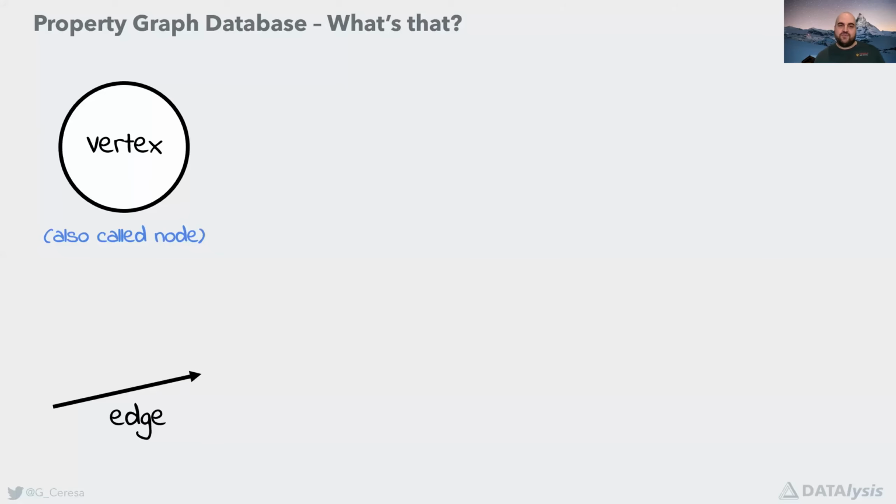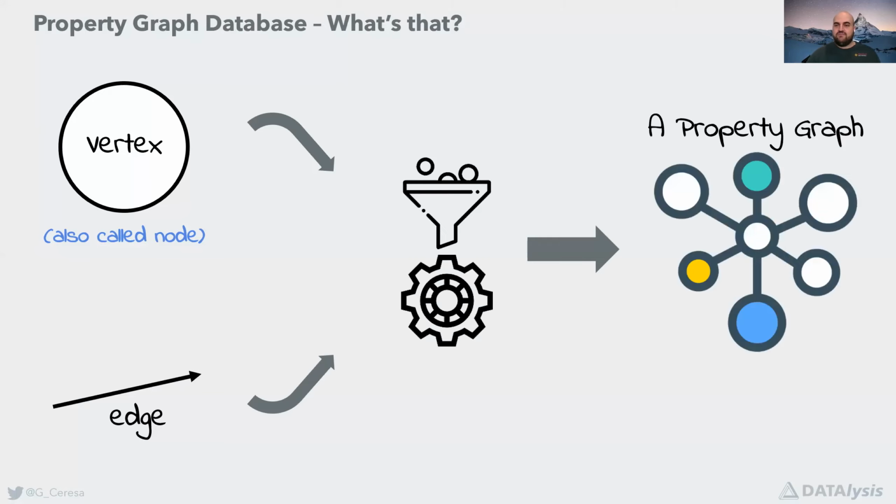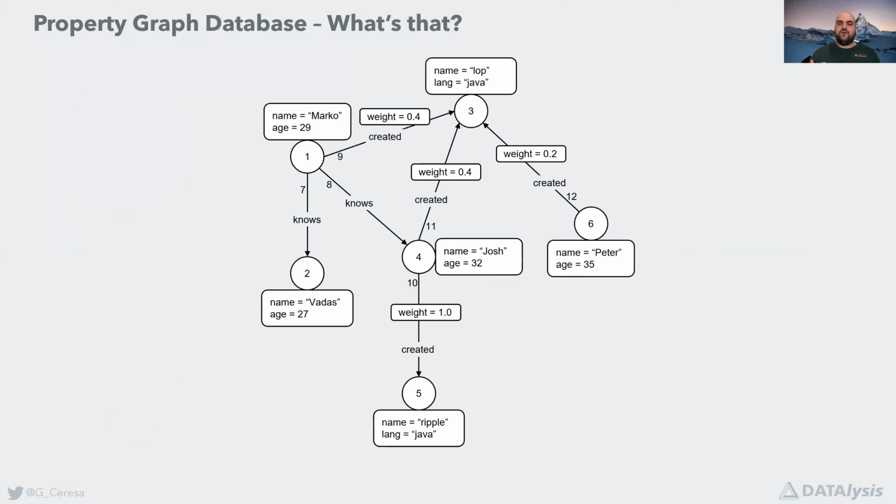So what is a graph? A property graph database is extremely simple. Only 2 different kinds of objects, not more than 2. You have the round vertex, also called node. You can use both names independently. And then you have the lines, arrows, they are called edge. You take a bunch of them, you shake a little bit, and you get a property graph. It's really as simple as that. Let's see how a graph can look.